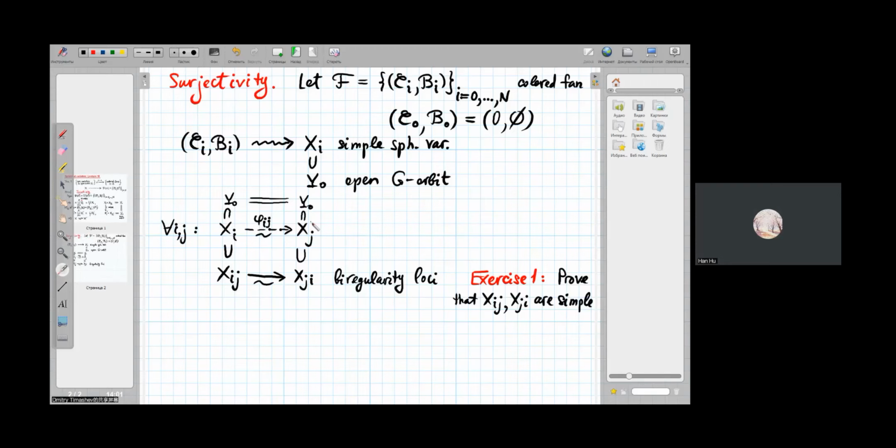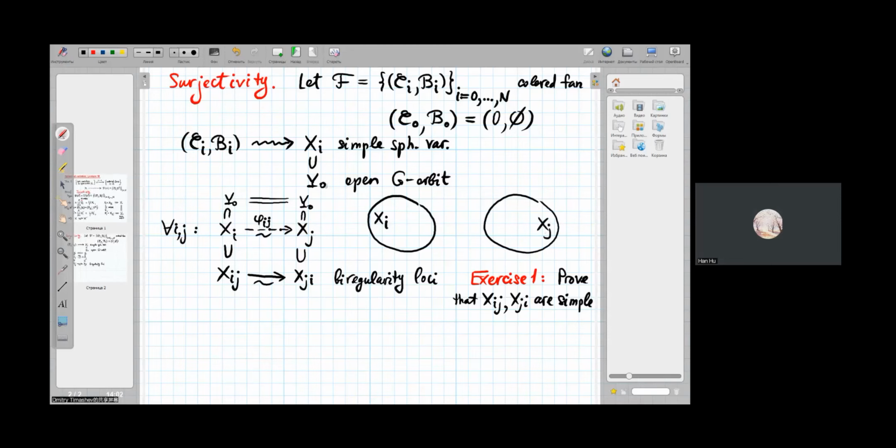So we have the following picture. Maybe I can draw this picture here. So we have Xi, one simple spherical variety. We have Xj, another one, and some pieces.